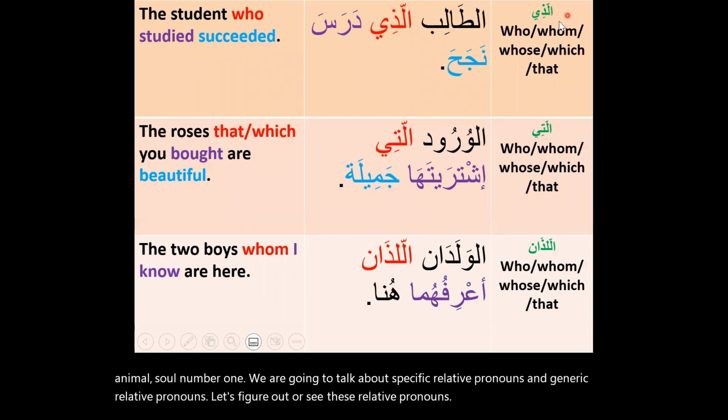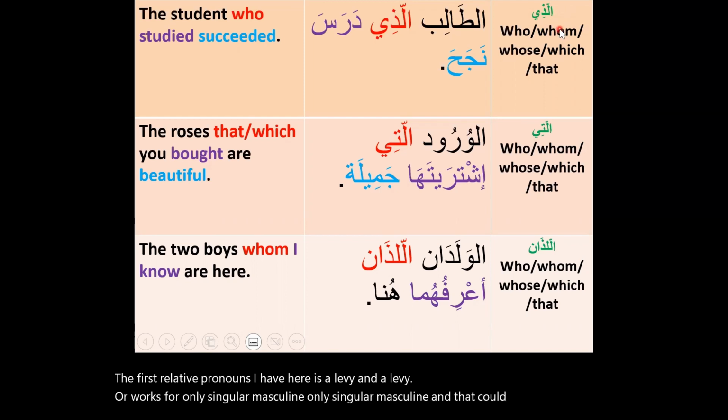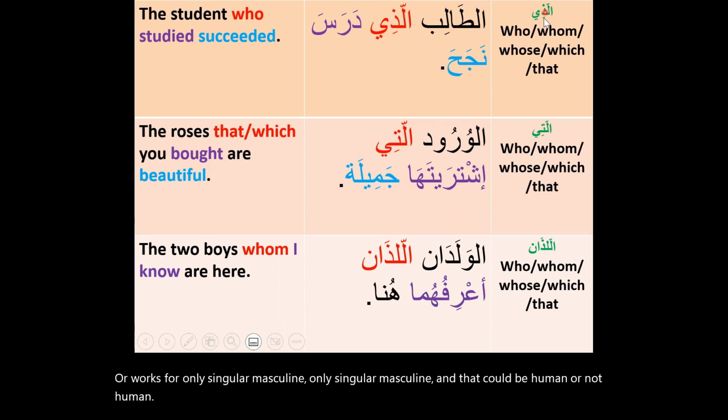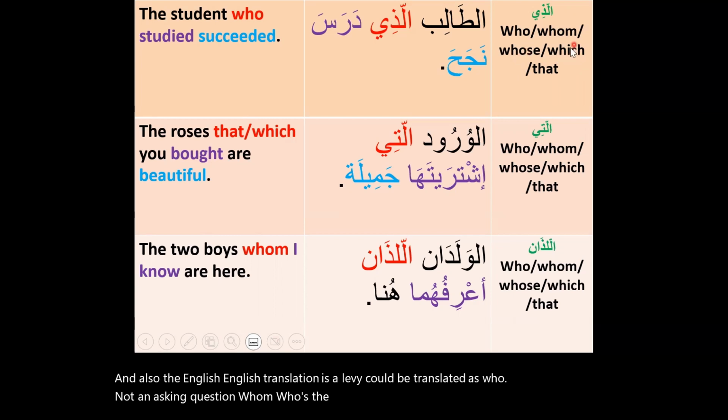The first relative pronoun I have here is alladhi, and alladhi works for only singular masculine, and that could be human or non-human. The English translation of alladhi could be who, not in asking a question, whom, whose, the possessive, which if it is a thing, or that.